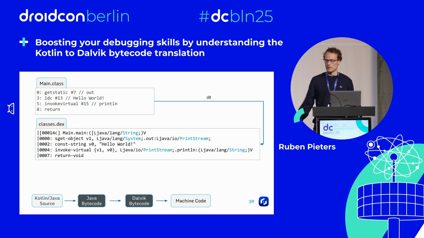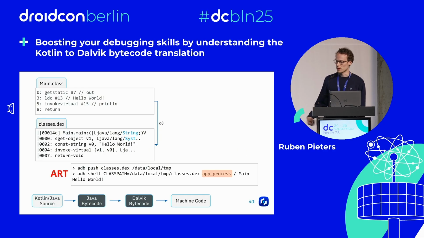The compiler that does this is called D8, so this is the DEX compiler that can transform Java bytecode into DEX files. And similarly, like we had before, where we can use the Java command to run Java bytecode, we can also use a command to run DEX bytecode. This is called app process.